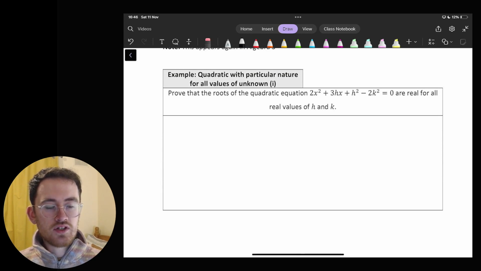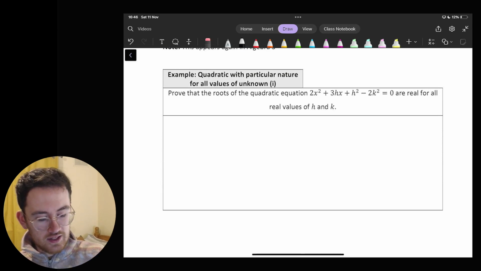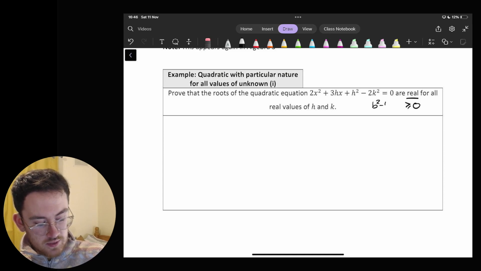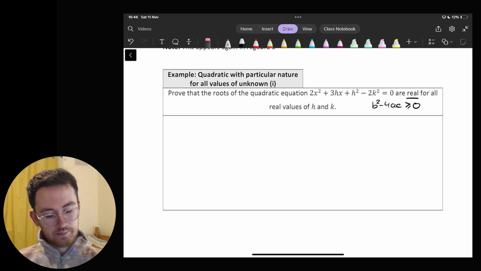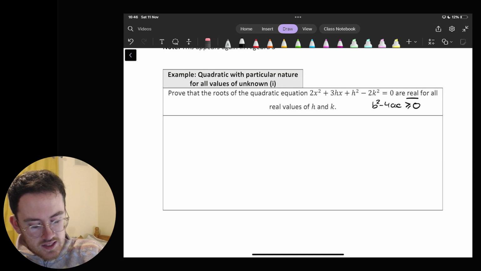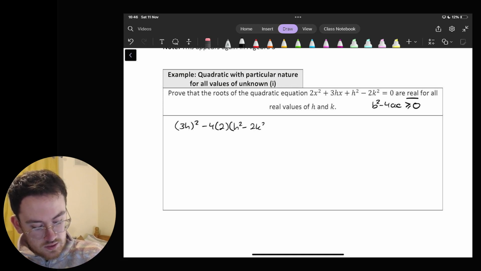So we're proving that the roots of this quadratic are real for all values. So real means greater than or equal to 0. It means that b squared minus 4ac is greater than or equal to 0 for all real values of h and k. So let's sub in. For b, that's 3h, minus 4 times a, which is 2, times c, which is h squared minus 2k squared. And I want to show that that's greater than or equal to 0.